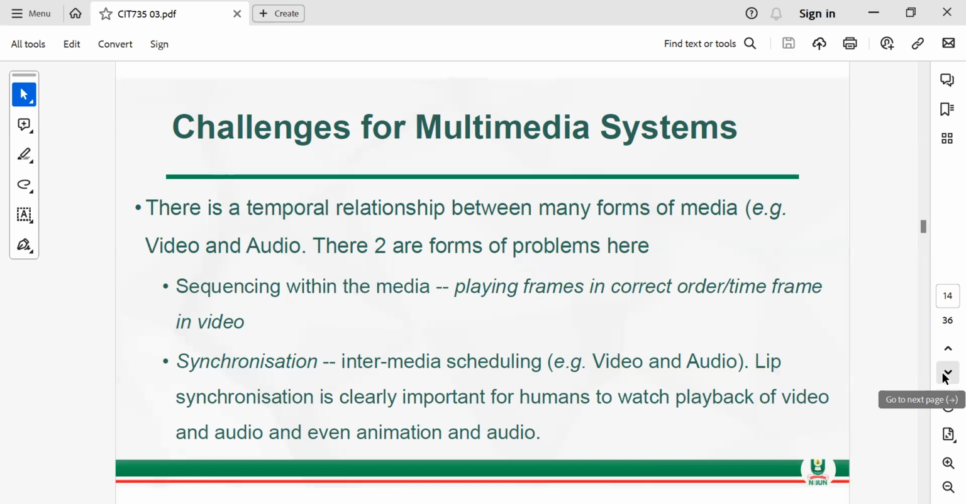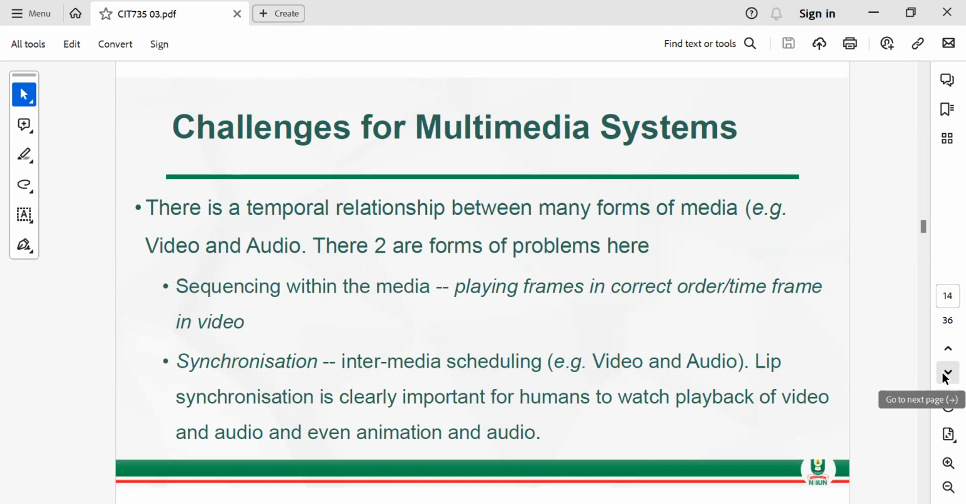Even as much as we try to handle them, some of them still come up. When you still watch some video, especially on television, you still see some of these problems coming up. The frames are not played in the correct order or time frame. And secondly, there is no intermediate scheduling between video and audio. Lip synchronization does not work. You see somebody talking, as he's talking, the lips are moving. Later, you start hearing what he was supposed to have said about half a second ago. They are not sequenced together, synchronized together. That is a big challenge in multimedia system.